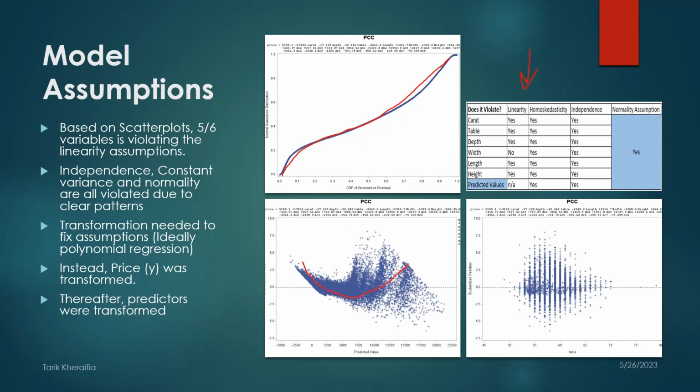And the predictors that didn't have cubic patterns violated the assumptions in other ways. So here, for example, we have table, which showed a diamond pattern, which also violated the assumptions. So therefore, all of the predictors violated linearity, homoscedasticity, independence, and the model, the normality assumption. So ideally, polynomial regression should have been used, but instead we superimposed transformations where y was transformed first. It did not suffice, and thereafter the predictors were also transformed.